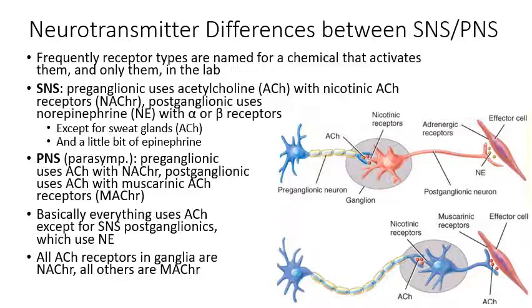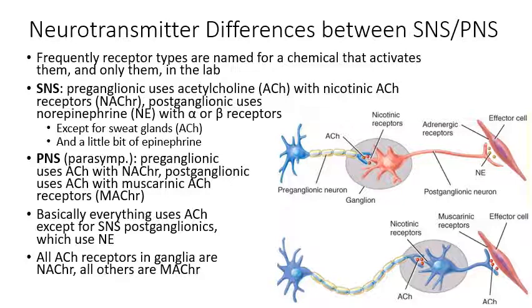So acetylcholine can be abbreviated as ACh. Nicotinic acetylcholine receptors can be abbreviated as nAChR. Once acetylcholine binds to the nicotinic acetylcholine receptors, it's going to activate them. That causes local potentials in the postganglionic neuron that eventually lead to action potentials if the stimulation is strong enough.